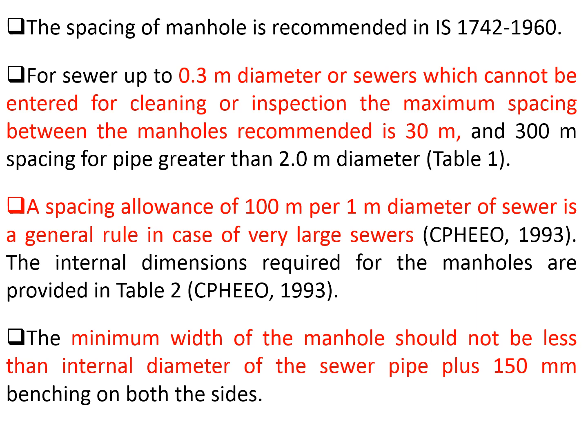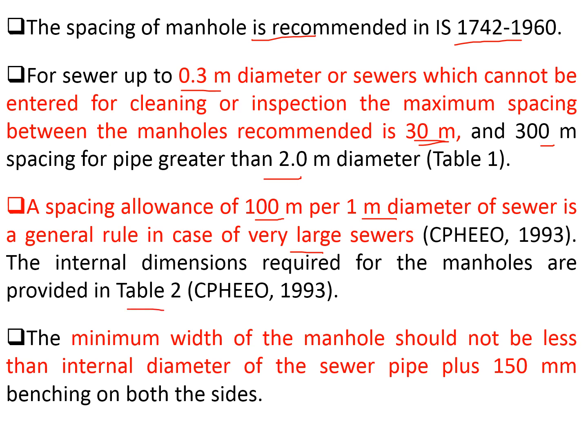Generally the spacing of manholes is recommended as per IS 1742 of 1960. For sewers up to 0.3 meter diameter, or sewers which cannot be entered for cleaning or inspection, the maximum spacing between manholes is recommended as 30 meter, and 300 meter spacing for pipes greater than 2 meter diameter. A spacing allowance of 100 meter for 1 meter diameter of sewer is generally chosen for very large sewers as per our CPHEEO manual, and the internal dimensions required for the manholes are provided in a table.